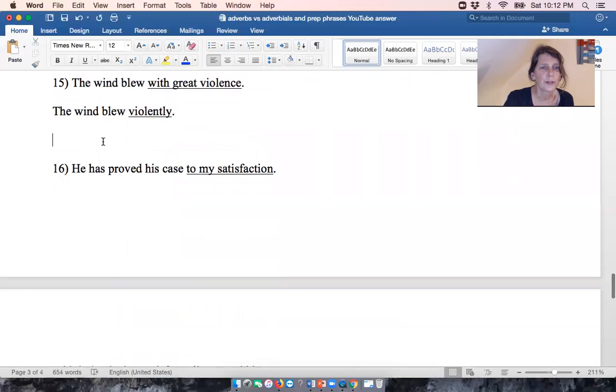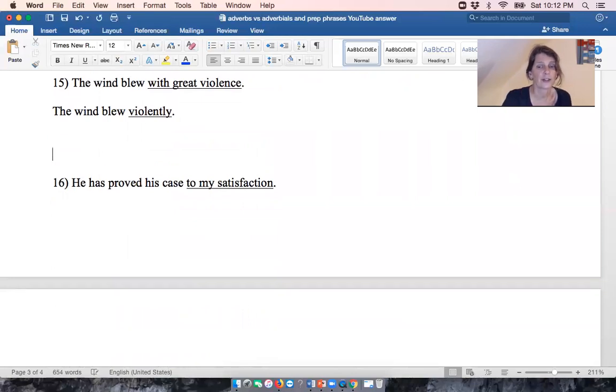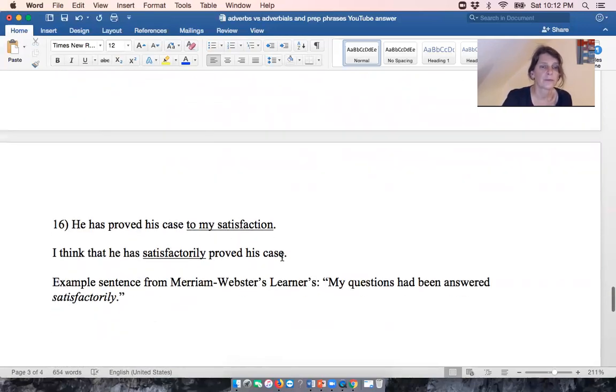"He has proved his case to my satisfaction." What the teacher wanted, and what would be a better solution for this sentence, is, I think, "he has satisfactorily proved his case." And by the way, here's a nice example sentence from one of my favorite dictionaries: "My questions have been answered satisfactorily," so that you have another example of how you could use the adverb satisfactorily.